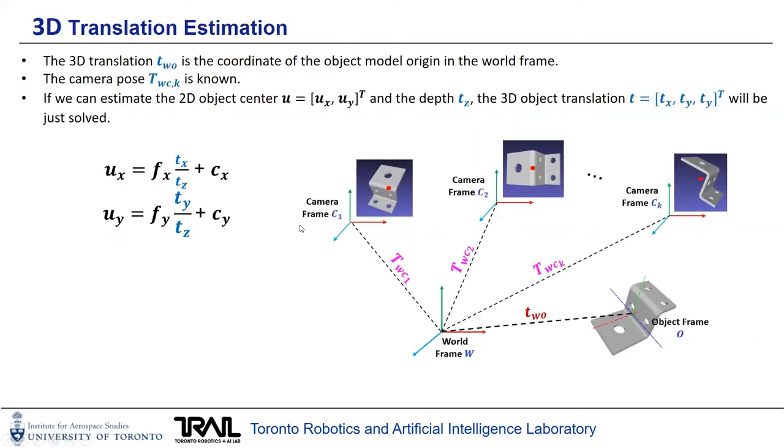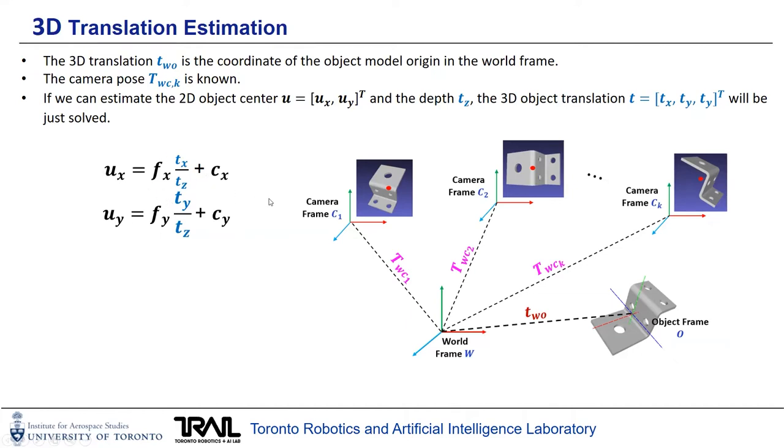Okay, so let's start with the translational part. As shown in this figure, for our 3D translation, what we want to estimate is the coordinate of the 3D model origin relative to the world frame.